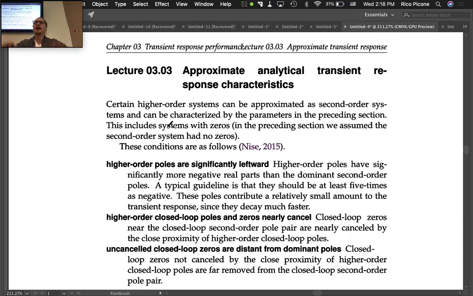So, lecture 3.3, approximate analytical transient response characteristics. Let's remember what we've done in this chapter so far. In lecture 3.1, we introduced some transient response performance criteria. We defined 4 different quantities: the percent overshoot, the rise time, the settling time, and the peak time. All of these are defined in terms of the step response of a system with 0 initial conditions.